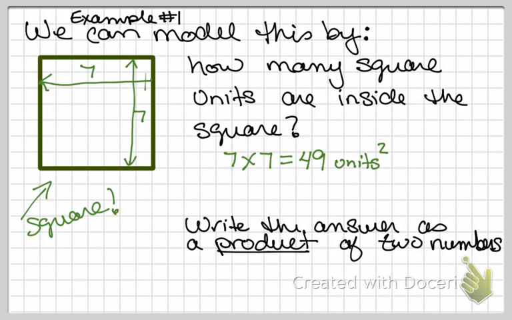We could also write that as 7 to the power of 2, or 7 to the exponent 2, because again, that's saying the same thing. 7 times 7 is the same thing as 7 to the power 2. And in both cases, this equals 49 units squared. So when we write the answer as a product of two numbers, 7 times 7 equals 49.